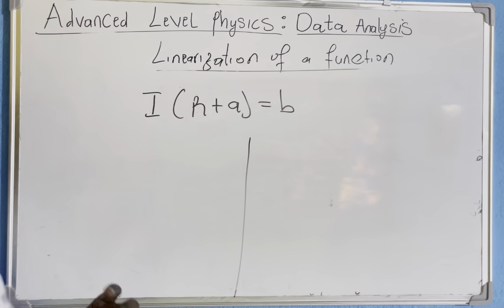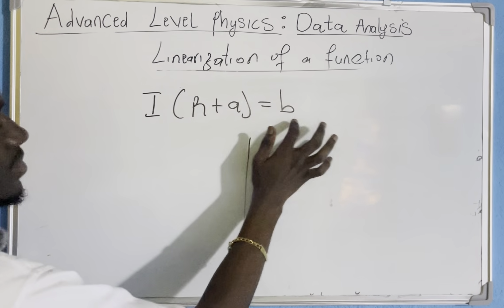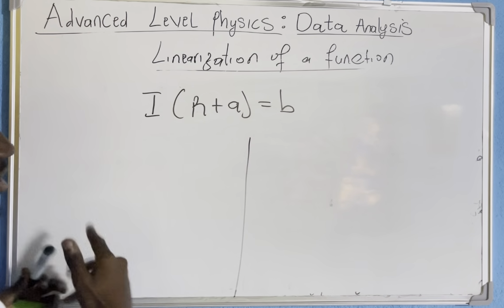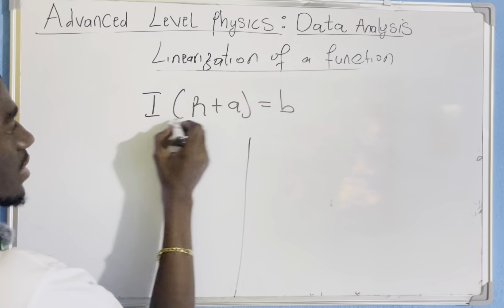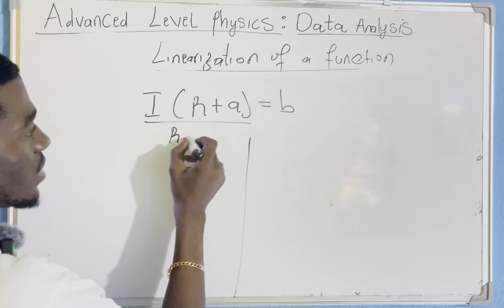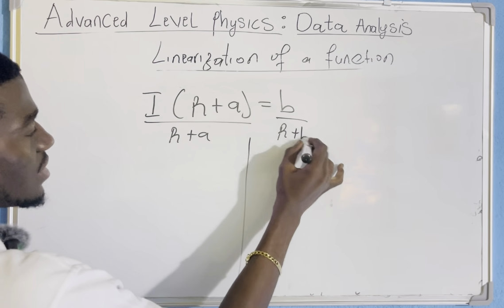It's okay, so you people should pause the video and try to do it. Then you come and take the correction. Someone can open the bracket and see how to manage to play with those terms. Or you can still divide both sides by R plus A like this, and see what will happen.